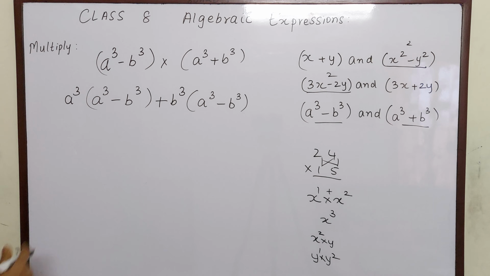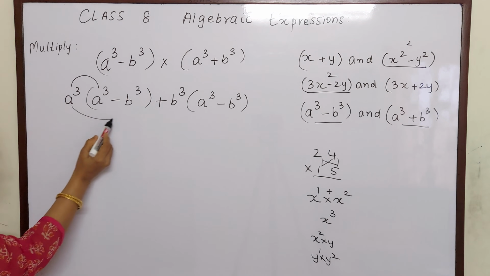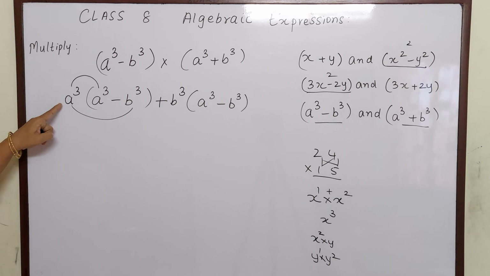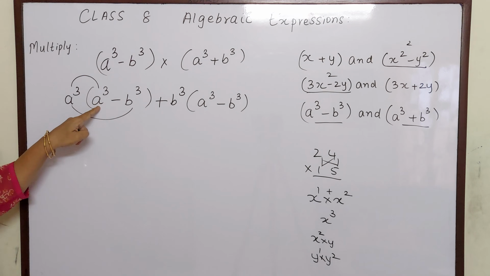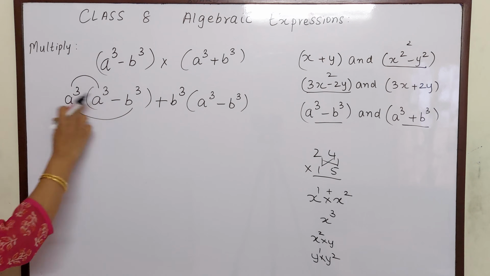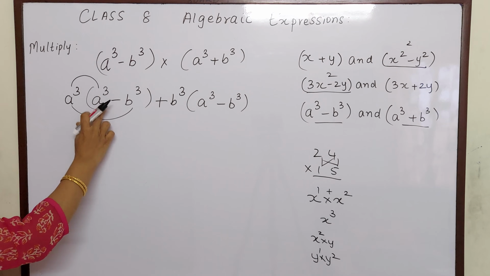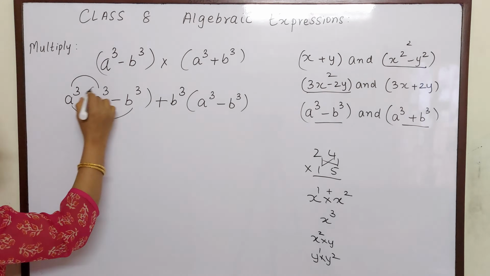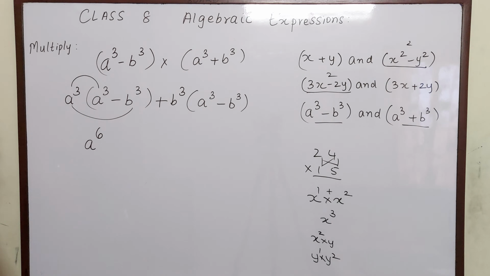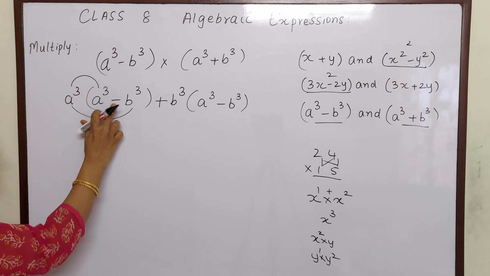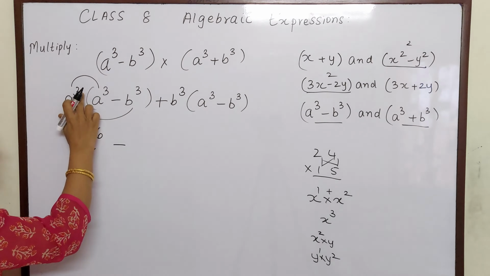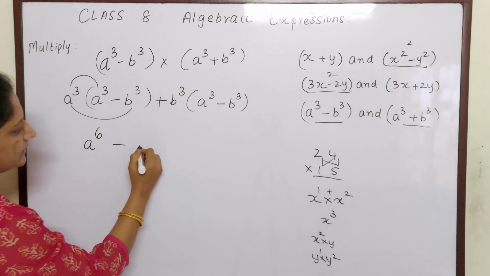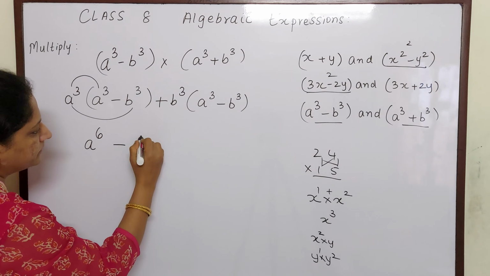Now first we will be multiplying this. Then we will be multiplying this. Right? So a raised to 3 into a raised to 3. Powers are same. Base are same. So powers have to be added. So a raised to 3 plus 3, 6. Then plus into minus, minus. A cube into b cube is a cube b cube.